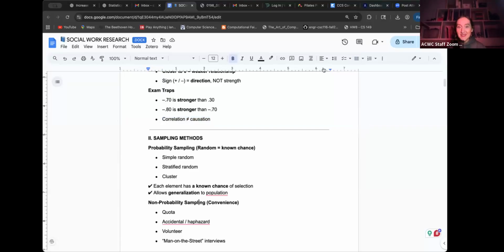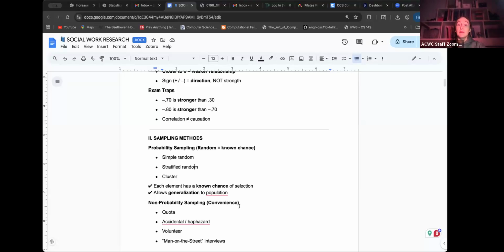Now, the next one is sampling methods. When we take our samples, there are just different methods we can use to take samples. Random, obviously, is by chance, like throwing the dice, or you shake stuff in a little container and then take somebody's name out. It's just random. So there's simple random, stratified random, and cluster.